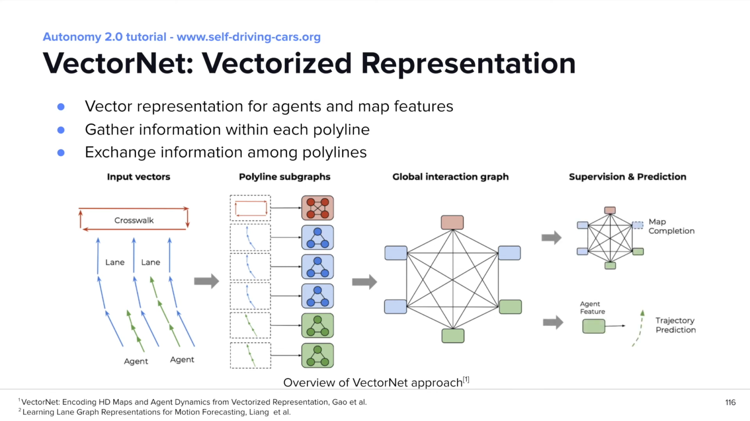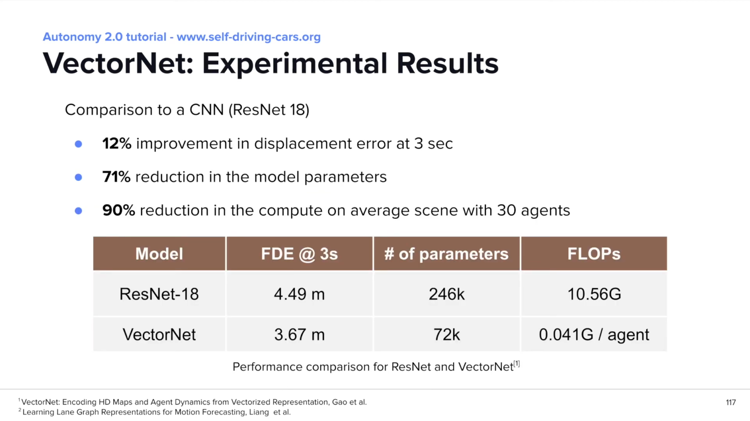Finally, they have two losses. One is the L1 loss for trajectory prediction, and another is a map completion loss to force the model to complete map features, which can help with the prediction. Compared with the CoverNet-based approach, which uses the raster image, VectorNet has significantly better performance in prediction in terms of final displacement error, and it uses a small fraction of the model parameters and 10x less compute, which is quite an exciting result.